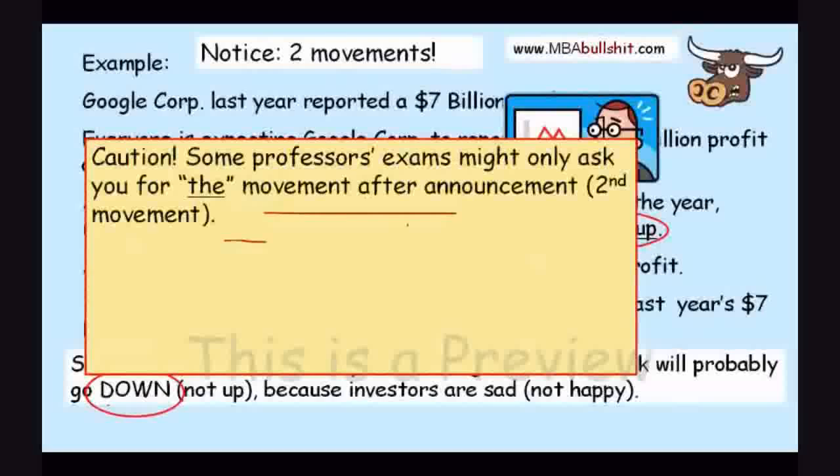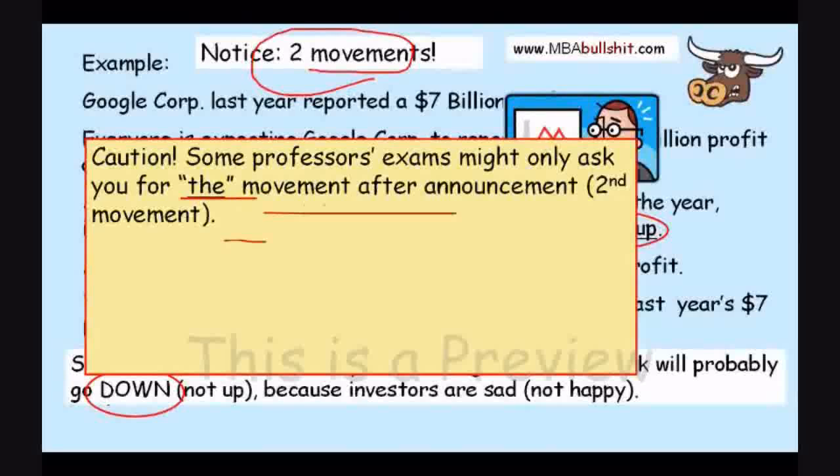Some professors, now this is really important, okay? Very important. Be very cautious about this. Some professors in the exams might only ask for one movement, or ask you for the movement. You might be wondering, which movement are they talking about? The first movement or the second movement? Because we talked about 2 movements. My professor in the exam only asked for the movement.